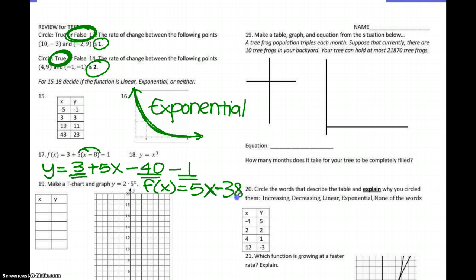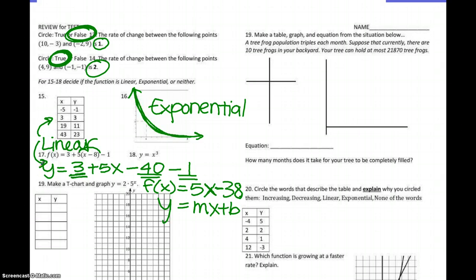So here, do you see this is y equals mx plus b form? And it does not have an exponent. It must be linear. So both of these, 15 and 17, are linear.